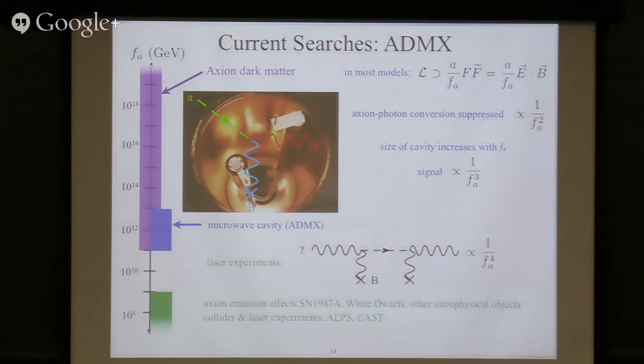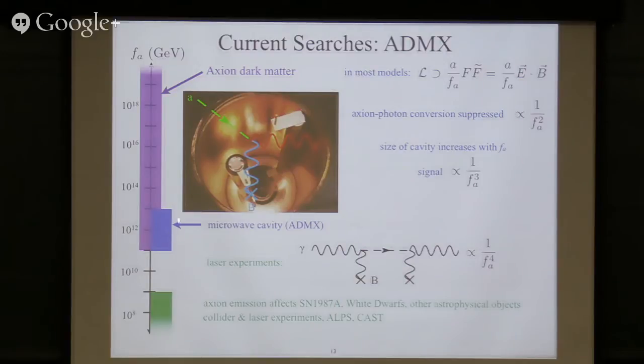The second problem is that these are resonant conversions, right? So you're converting an axion resonantly to a photon, and that means the size of your cavity needs to be matched to the axion wavelength. That's when you have maximal conversion. When f is about 10 to the 12, it turns out that the frequencies are about a gigahertz, so you require centimeter-sized cavities. Easy to do, easy to move, things like that.